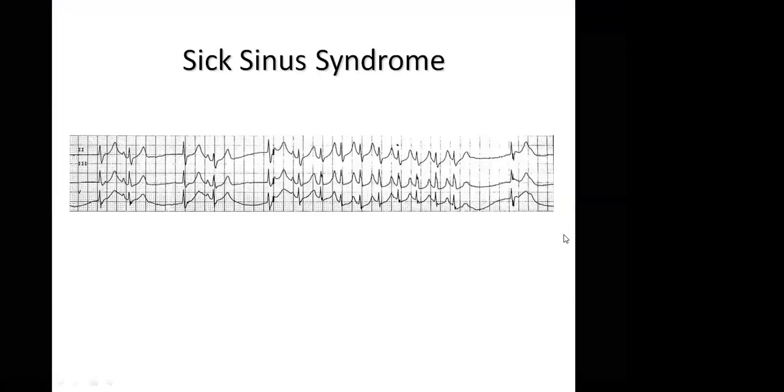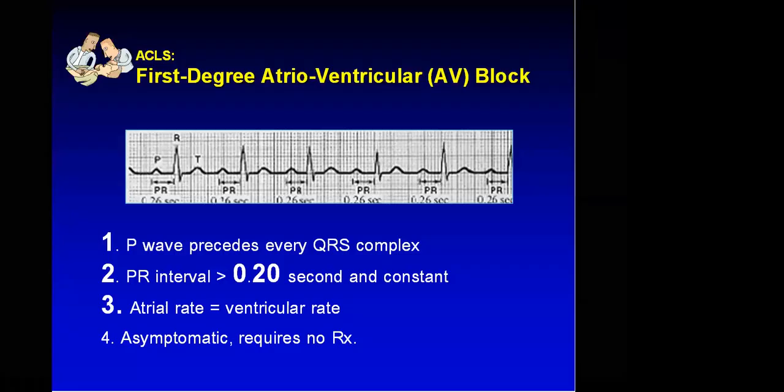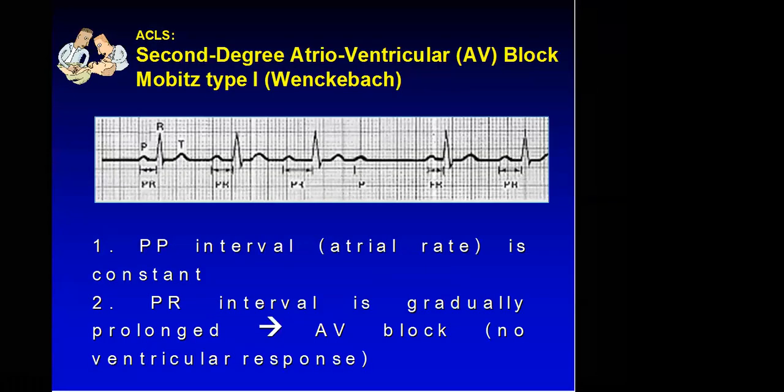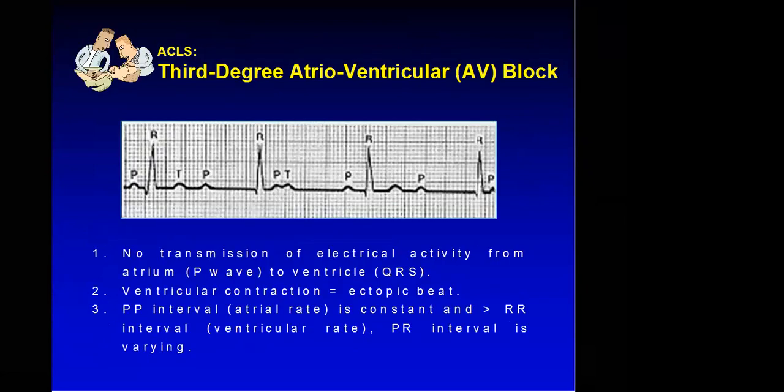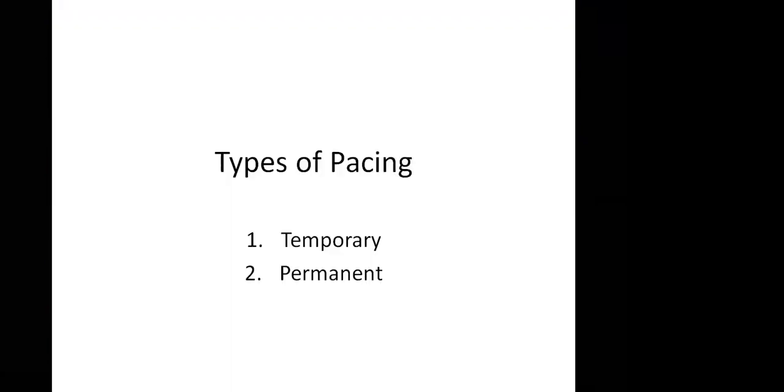Okay, so this is just an ECG example of sick sinus syndrome where there's a drop in the PQRS complex. I don't want to waste our time. We all know this. Mobitz type 1 and all that. We all know Mobitz type 2. We all know third degree AV block. Hope I'm not going too fast. I don't want to bore us.